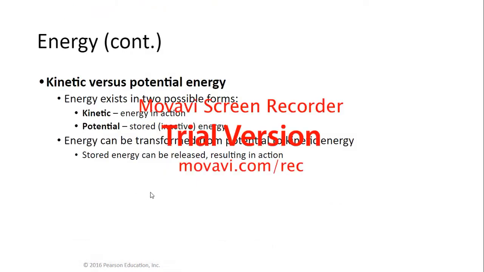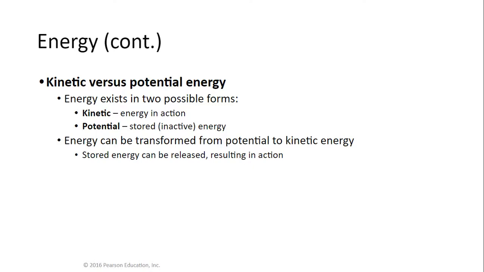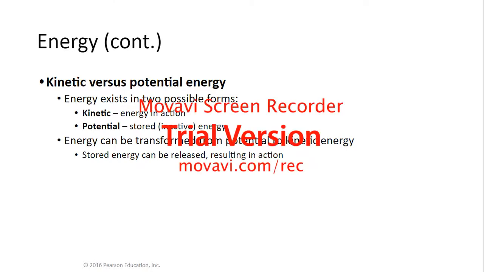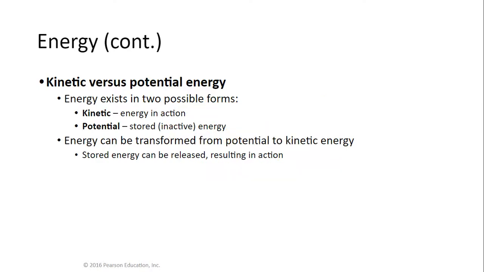You have different forms of energy: kinetic energy, potential energy, and also chemical energy. When you convert sugar into ATP through cellular respiration, that's really changing chemical energy. But let's focus right now on kinetic energy and potential energy. Remember, kinetic energy is energy in motion. So when something's moving, it's going to have high kinetic energy and low potential energy, whereas potential energy is stored, inactive energy.